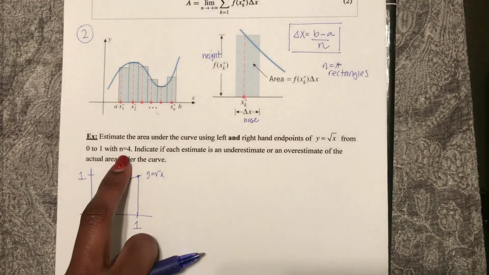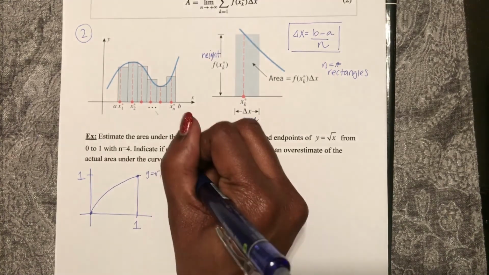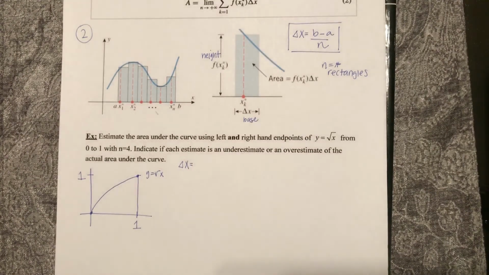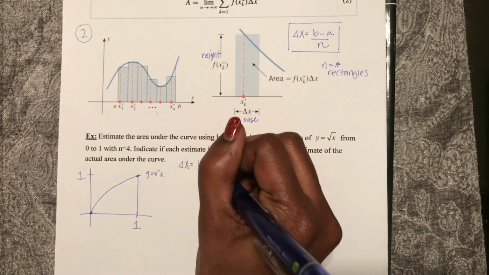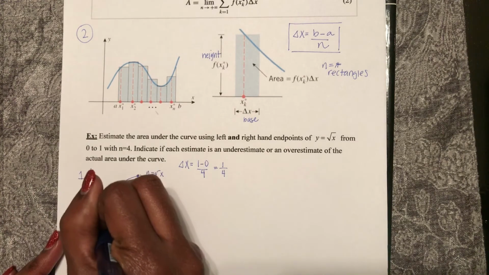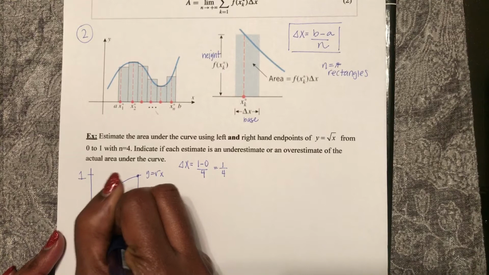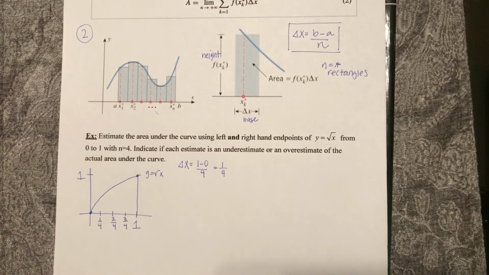So we're trying to break that curve into 4 rectangles to help us approximate this area. If that's the case, delta x, which is the base of each of my rectangles, is going to be 1 minus 0 divided by 4, or 1/4. So that means we're going to split this between 0 and 1 into 4 parts, each of them 1/4 the width. So 1/4, 2/4, which is 1/2, 3/4, and then 1.